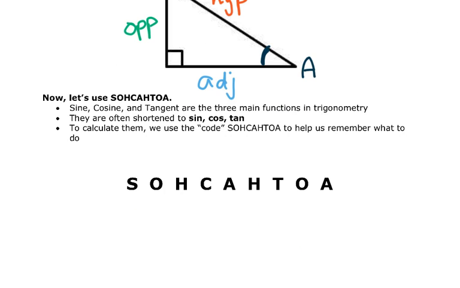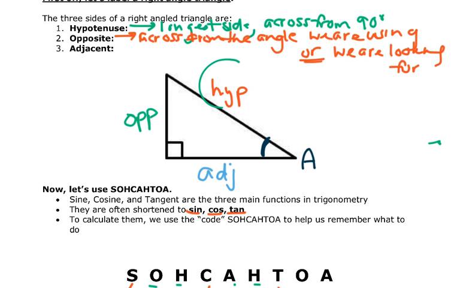So let's go down to the bottom of the page and remind ourselves what SOHCAHTOA stands for. SOHCAHTOA is just a code to help us remember the three main functions in trigonometry, which are sine, cos, and tan. So the S stands for sine. You can guess that the C stands for cos and this T stands for tan. And then next to sine, cos, and tan, there's two more letters. And the letters are O, H, and A. And what O and H and A stand for is just hypotenuse, opposite, and adjacent.